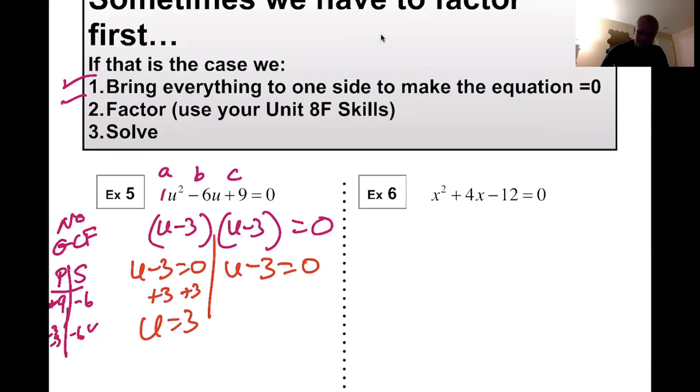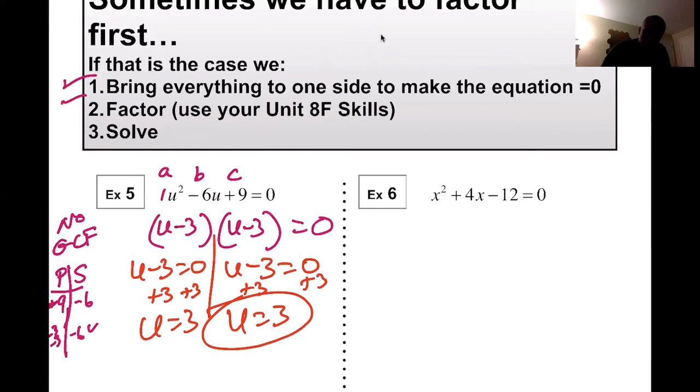U could equal 3. So the answer is u equals 3 is your solution. There's only one solution here. And if you graph this on your grapher, believe it or not, if you put it into Y1, you would find that the only time the graph touches the x-axis is at 3 for x. Kind of cool.